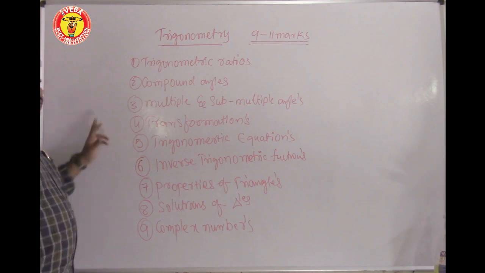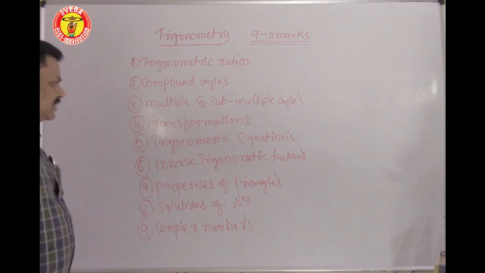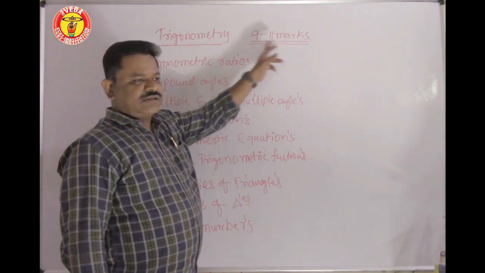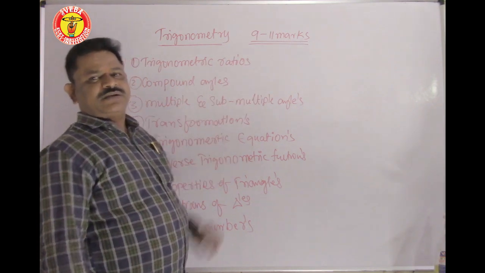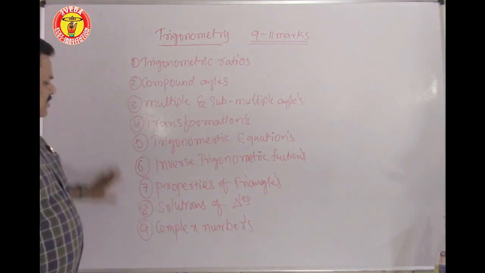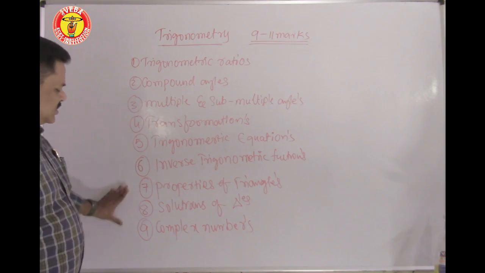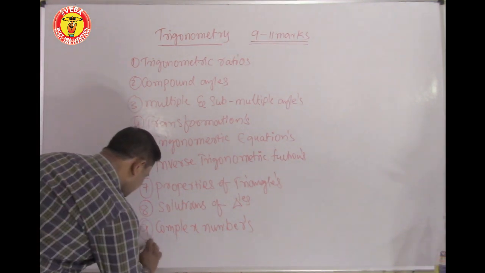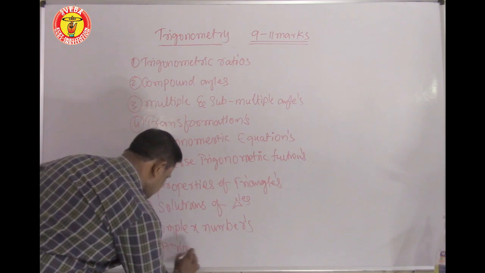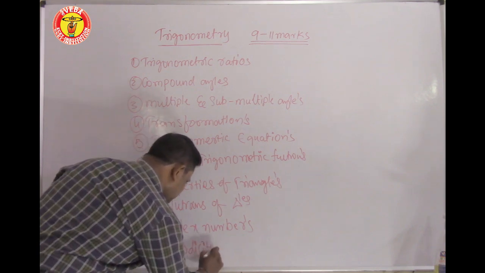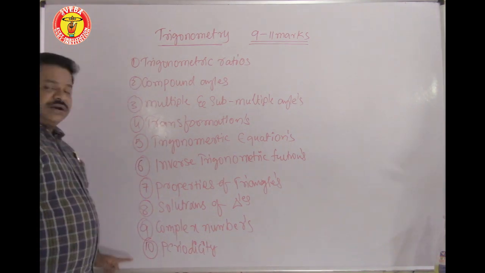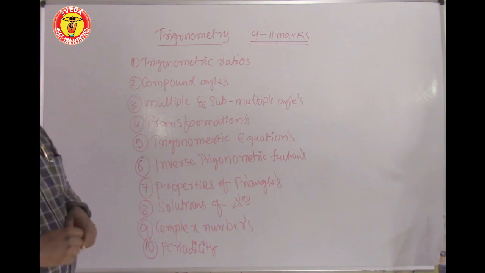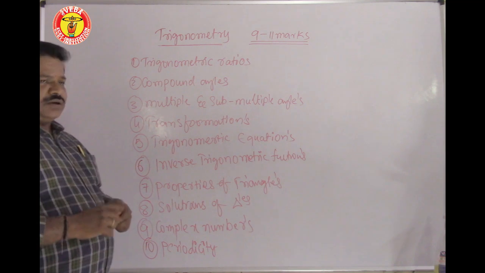Altogether, how many chapters are there? We have 9 chapters. Among the 9 chapters, we get 9 to 11 marks every year. Altogether, trigonometry has 9 chapters, and moreover we have periodicity also. One more chapter is periodicity. Altogether, 10 chapters are there. Among the 10 chapters, we get 9 to 11 marks every year from this unit, trigonometry.